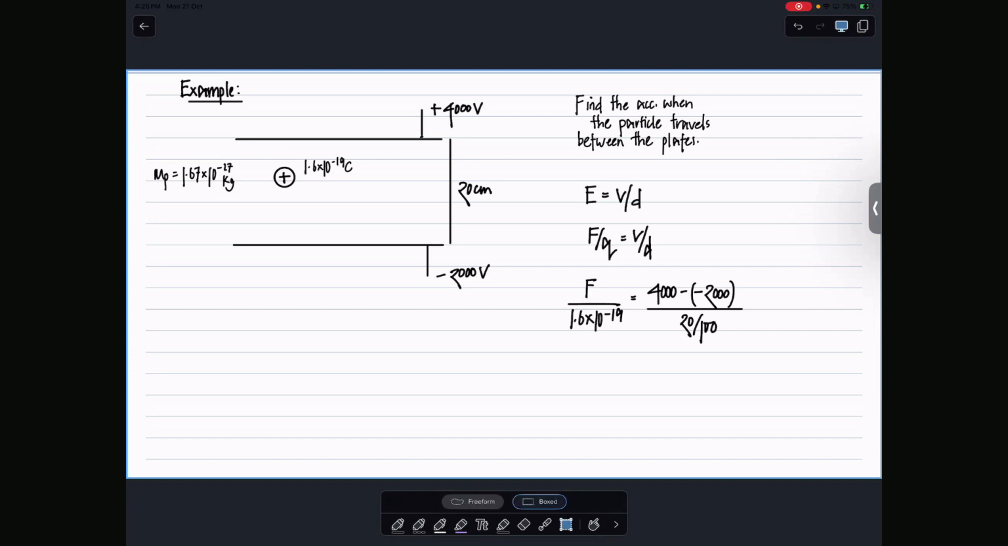But we can take one step further here. We know F equals to what? MA, right? So I can just put my mass here as well, which is 1.67 into 10 to the power minus 27 times A. So this equation will directly give your answer, okay? So it's going to be 2.87 into 10 to the power 12 meter per second square. Clear?